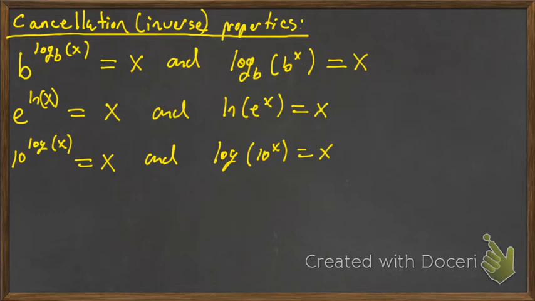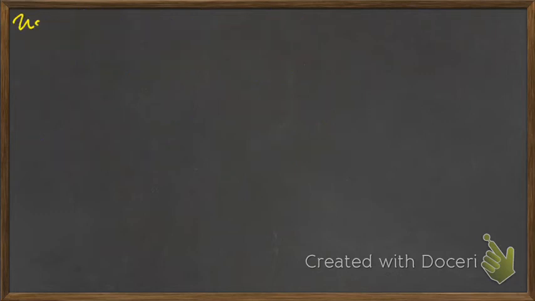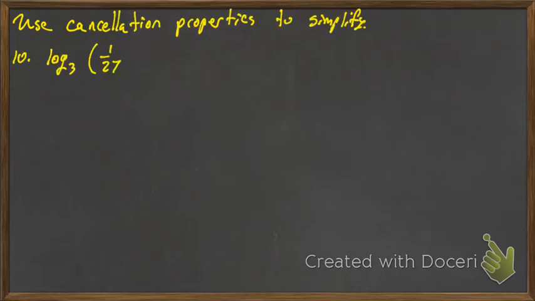properties for exponentials. So we're going to look at a couple examples of these, and I'll show you another way of looking at these problems. So we're going to use the cancellation properties here. Okay, so we're going to look at log base 3 of 1 over 27.